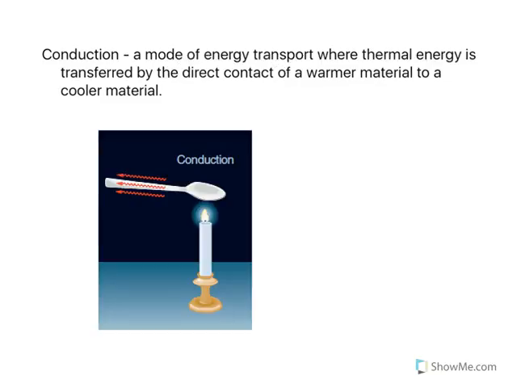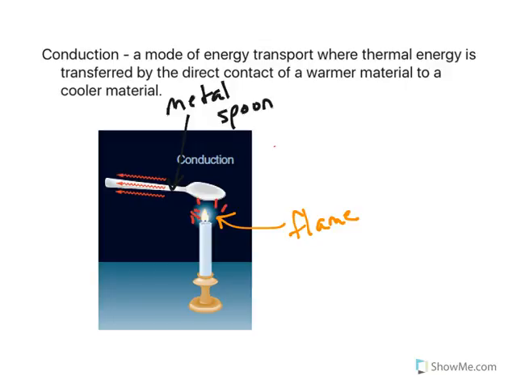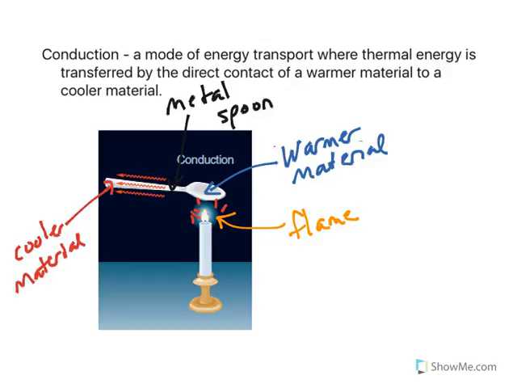Here we are looking at a cartoon from your textbook, and we have a candle that has an open flame. That flame produces heat, and that heat is going to heat up the spoon. The spoon is made of metal. The roundish end is going to heat up and get warm. The opposite end of the spoon, where you hold it, is the cooler material. The entire metal spoon is the material, but the end that's being heated up is warmer, and the end that is furthest away from the flame is cooler.